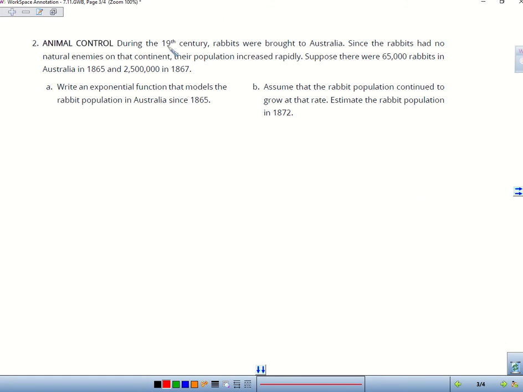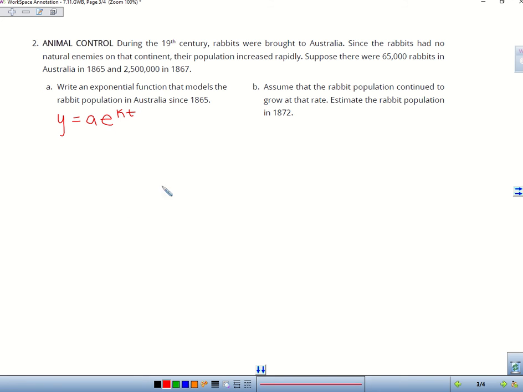All right. So number 2 says, during the 19th century, rabbits were brought to Australia. Since the rabbits had no natural enemies on their continent, their population increased rapidly. Suppose there were 65,000 rabbits in Australia in 1865 and 2,500,000 in 1867. Write an exponential function that models the rabbit population in Australia. Okay. So we have our formula that we used on the last one. And this is population growth, right? So I use the positive exponent, okay, because it's growth.